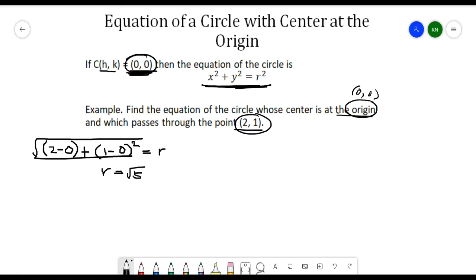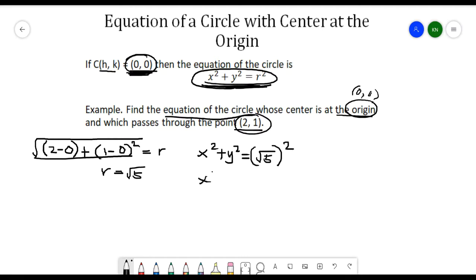Now afterwards, since we are looking for the equation of the circle, we need to substitute that to our equation of the circle. So this time, we have x squared plus y squared, which is equivalent to our r squared, which is square root of 5 squared. So we have the equation of our circle is x squared plus y squared is equivalent to 5. So this is already our equation of the circle.